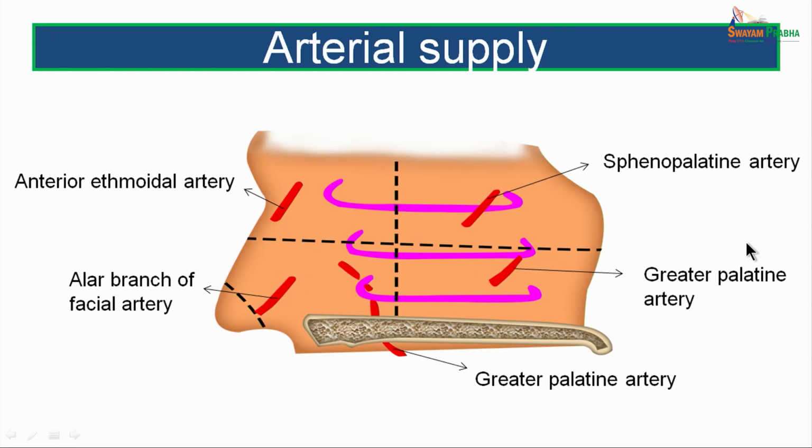We have another picture to again summarize the arterial supply of the lateral wall of nose. The anterosuperior quadrant is supplied by the anterior ethmoidal artery, the anteroinferior quadrant is supplied by branches coming from the facial artery, that is alar branches of the facial artery, and also a few branches coming from the greater palatine artery. Posterosuperiorly it is supplied by the sphenopalatine artery, and posteroinferiorly it is supplied by the greater palatine artery. That is the arterial supply of the lateral wall of nose.